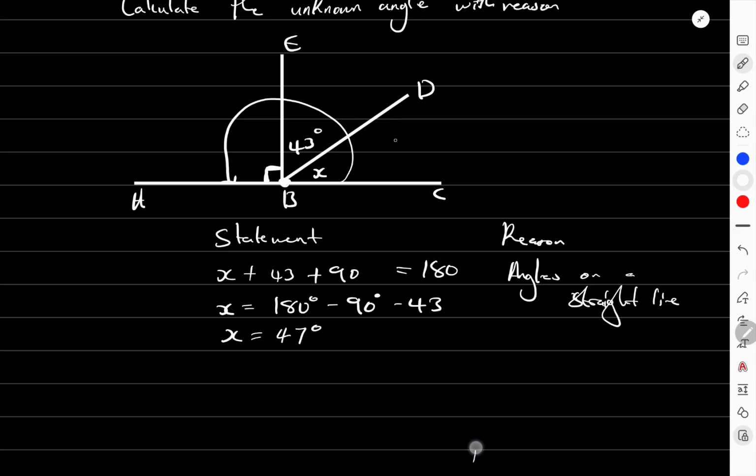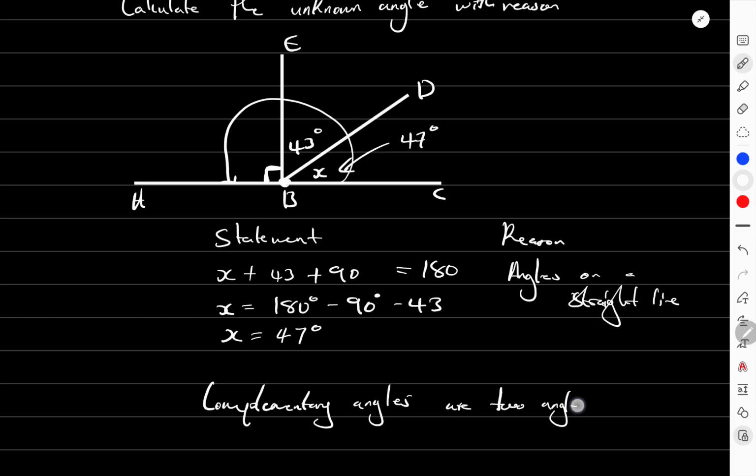Now it means this angle is supposed to be 47 degrees. That is the way for us to solve for the unknown angle. But we have another way, which is going to involve complementary angles. Complementary angles are two angles that add up to 90 degrees.